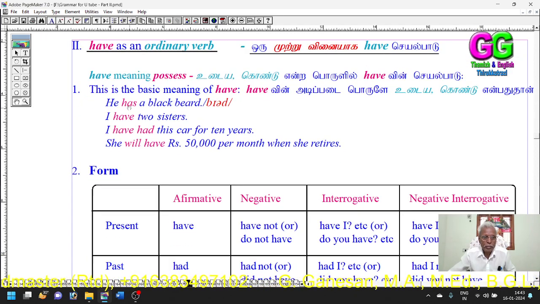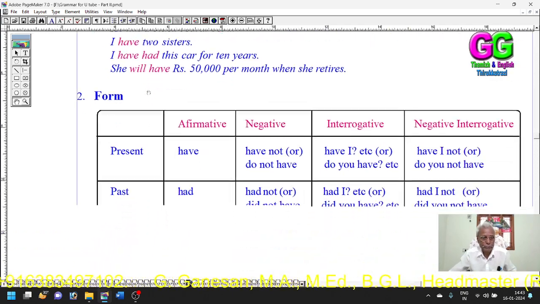Dear students, find it there. Here, in I have had this car for 10 years, have is the auxiliary and had is the main verb. Then, she will have rupees 50,000 per month when she retires: will is the auxiliary and have is the main verb.